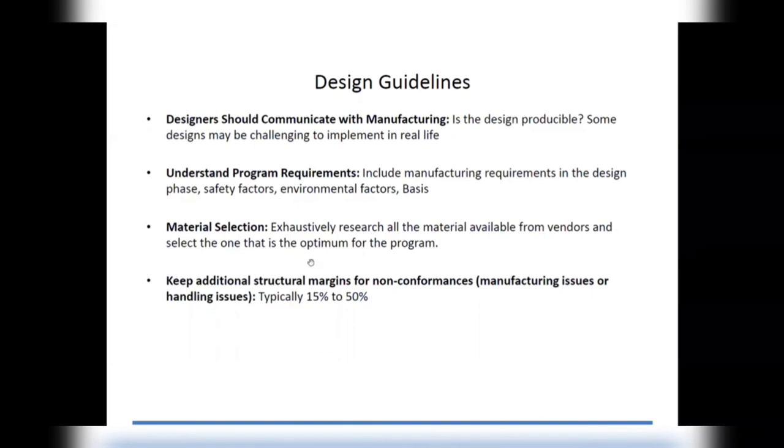Another thing I want to point out is that it's very important to keep some pocket margin, some additional margin in your pocket. That's why it's called pocket margin, for non-conformances. You're going to have manufacturing issues, handling issues. So typically keep some margin, 15%. Some people even keep 50%. I'm not saying go be that extreme. But again, 15% additional margin can be an impact to the weight. So severity penalizes that, but it can also help you with handling manufacturing issues.